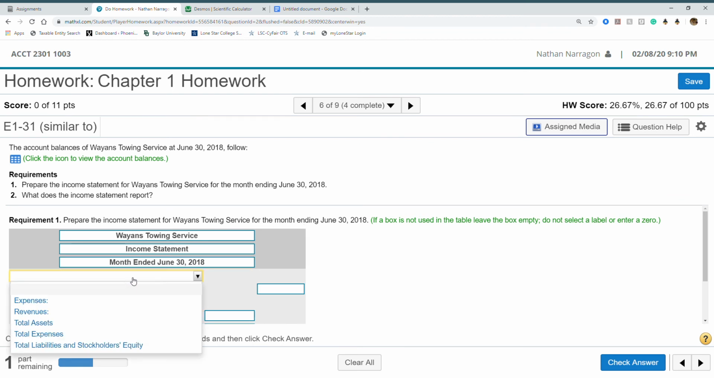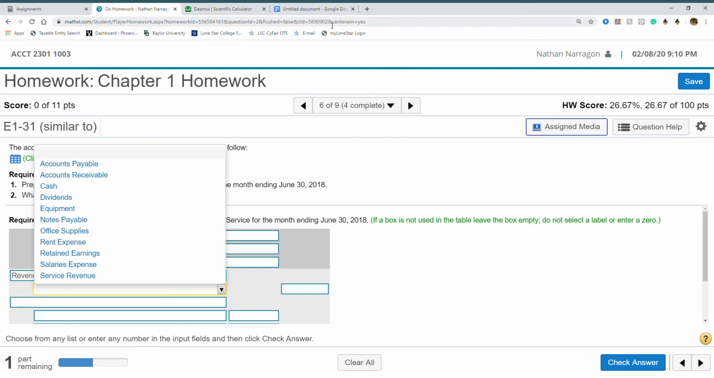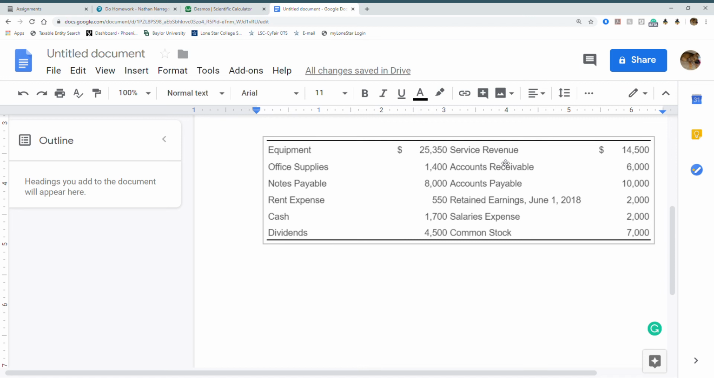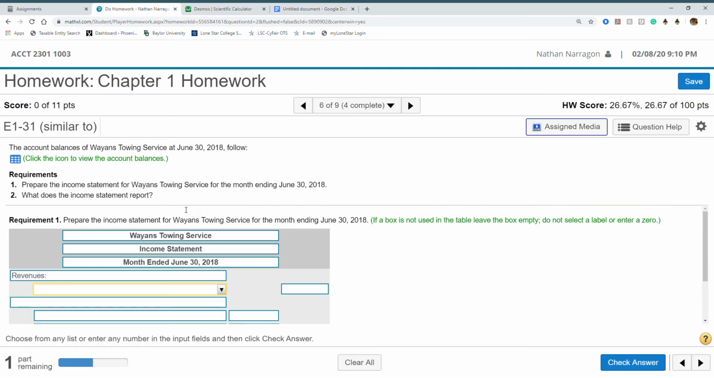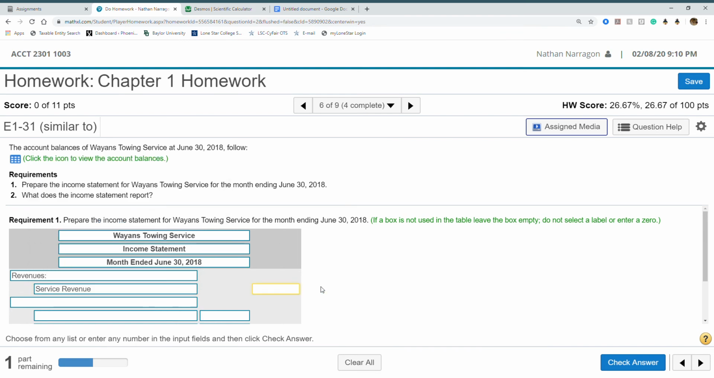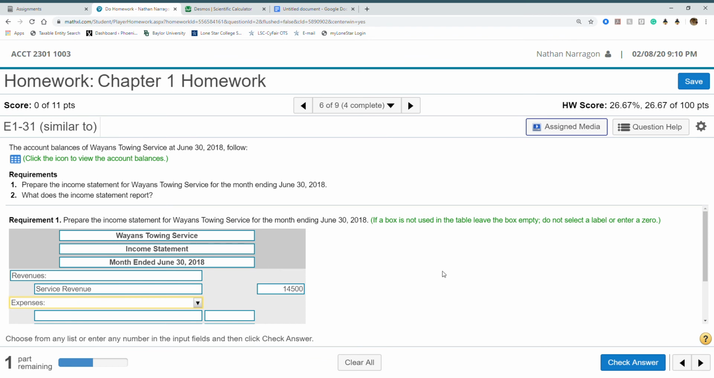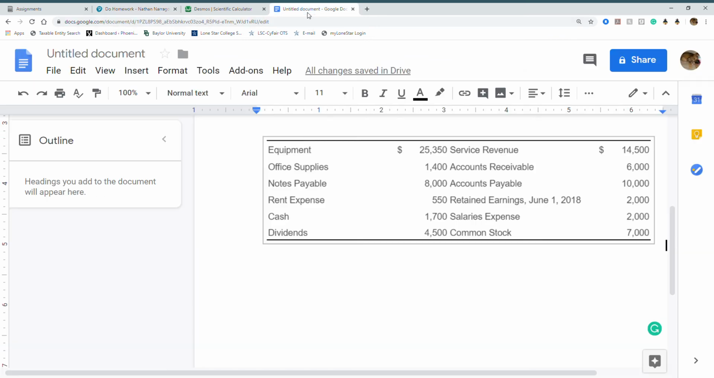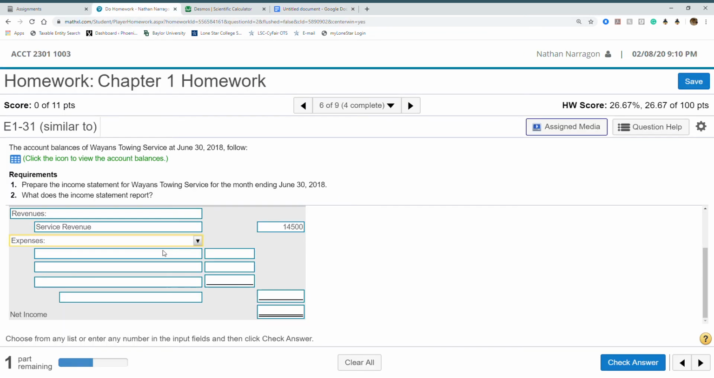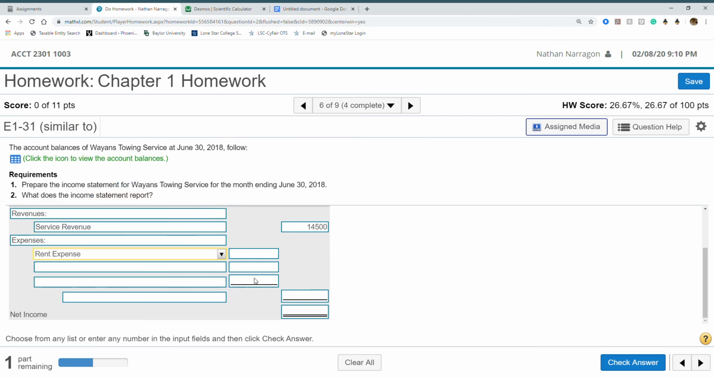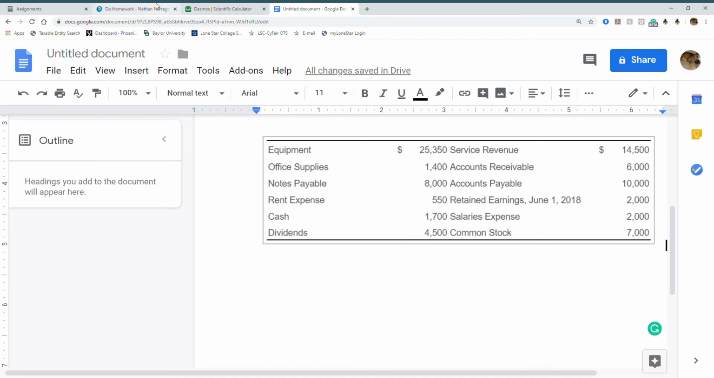Remember, it's a period statement. First thing that always pops up is revenue. So let's check our revenue. Service revenue of $14,500. Okay, remember, revenue is always first, and then that means expense comes next. And boy, it looks like we may have 3. So let's see what expenses we've got. Equipment, nope. Office supplies, nope. Notes payable, nope. There's rent expense, let's use that first. I like that it has a drop-down menu. So rent expense was $550.